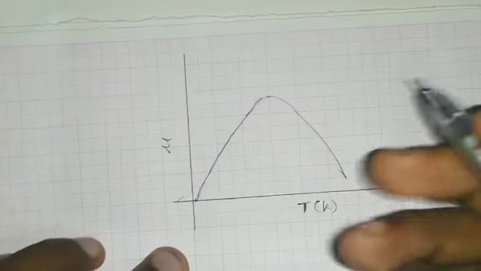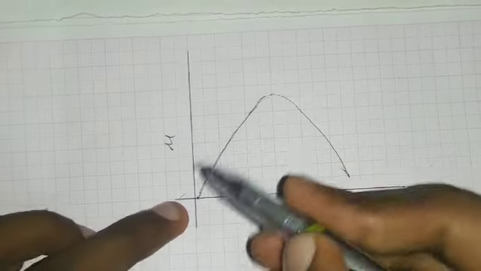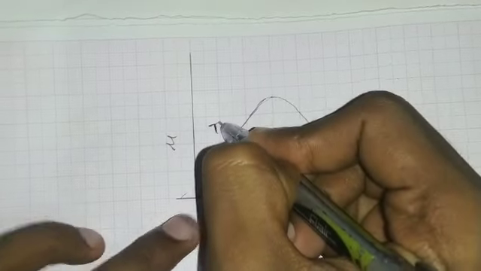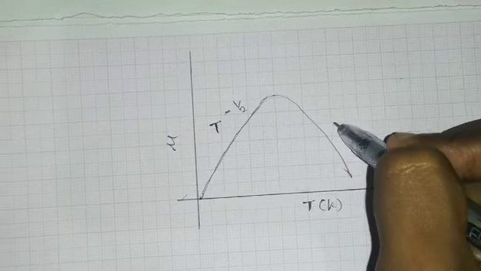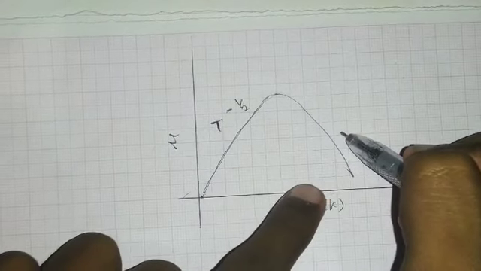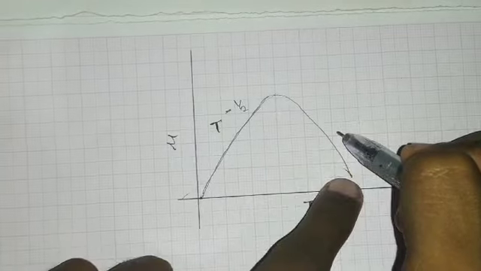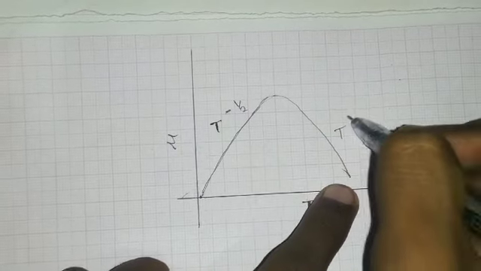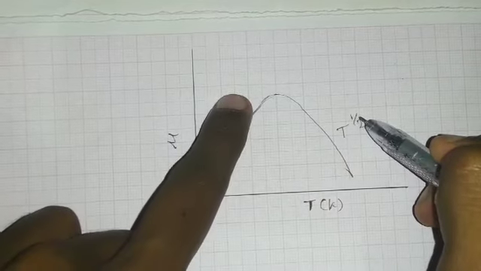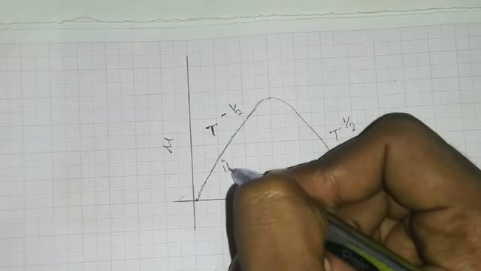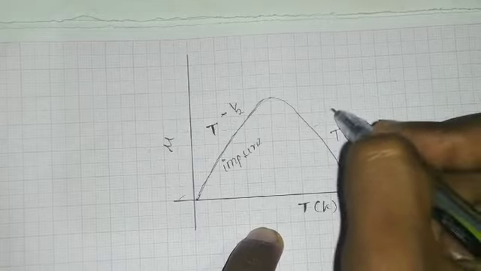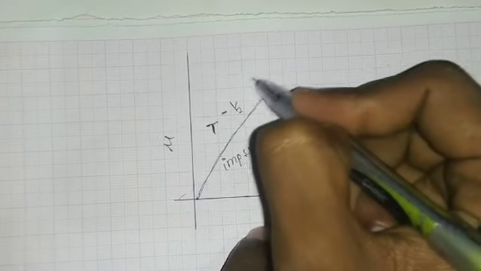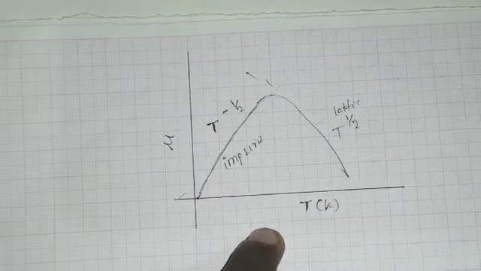Approximate temperature dependencies: for impurity scattering it is T to the power of 3 by 2, and for lattice scattering it's T to the power of minus 3 by 2. This is for impurity scattering and this is for lattice scattering. Okay, this is the graph.